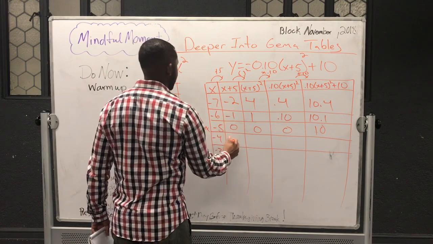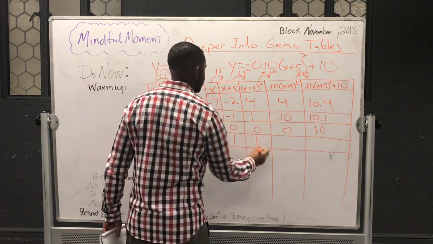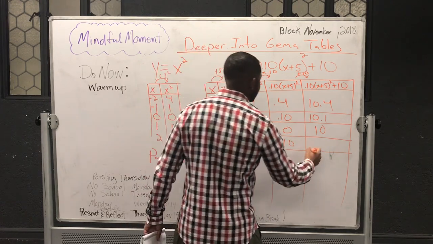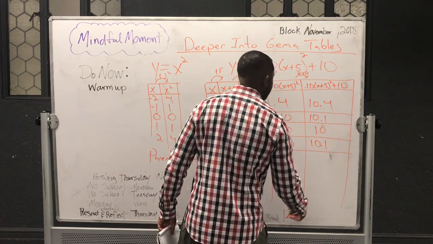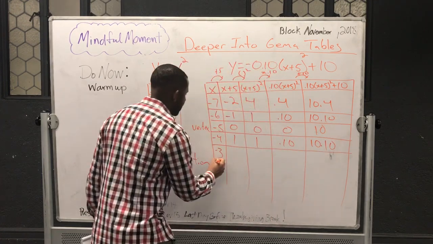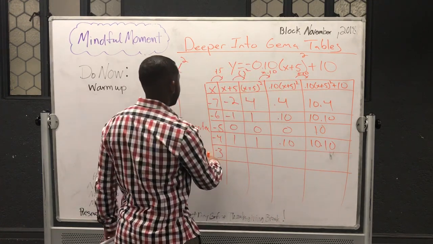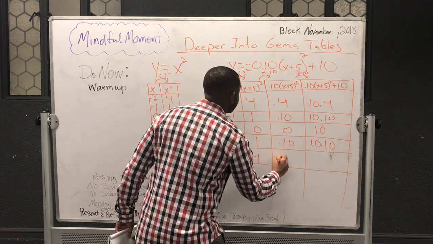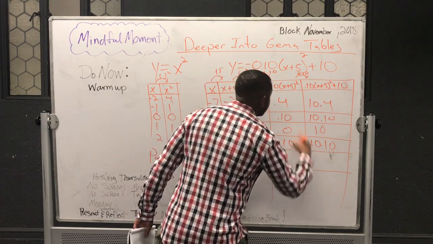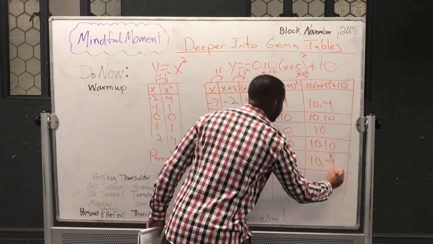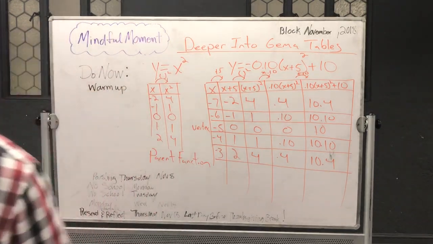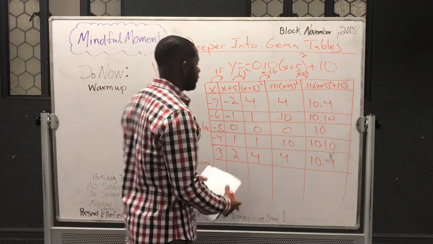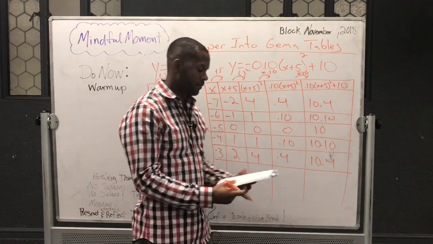-4 plus 5 is 1. 1 squared is 1. 1 times 0.10 is 0.10. And 0.10 plus 10 is 10.10. And finally, -3 plus 5 is 2. 2 squared is 4. 4 times 0.10 is 0.4. Plus 10 is 10.4. Hopefully, I'm just checking to make sure I'm still recording. I am. So hopefully you got all that on your paper before me, all right?